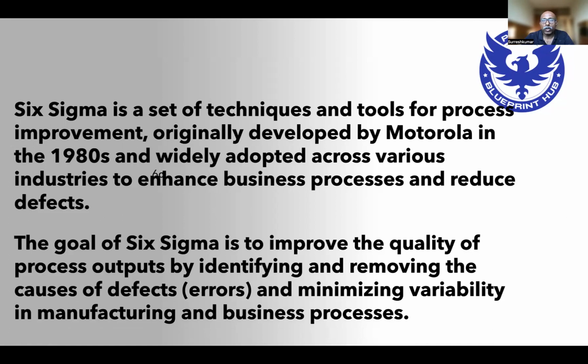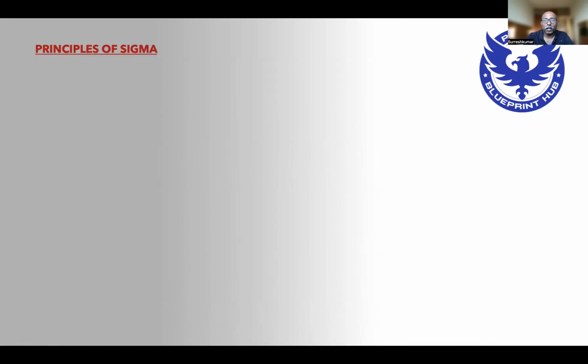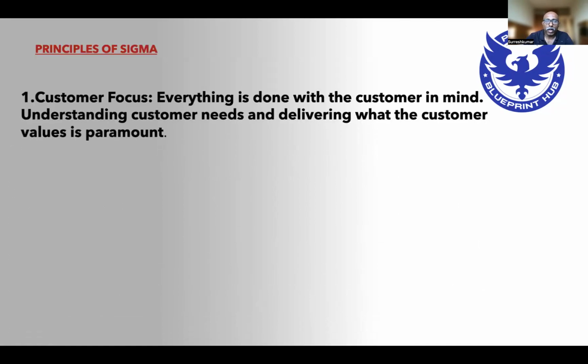It really streamlines two things. One is it will correct the process, and second, it will help us to minimize the variability. And one more thing is it will help us with full utilization of the process. The principles, as the name indicates, are six. One is customer focus. Everything is done with the customer in mind. Understanding the customer's needs and delivering what the customer values is paramount.